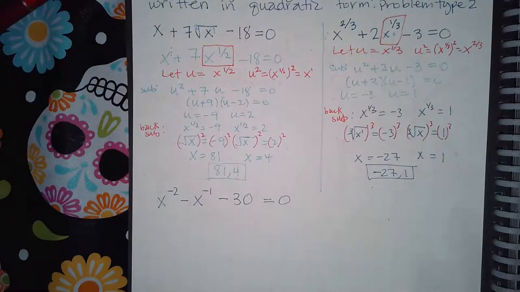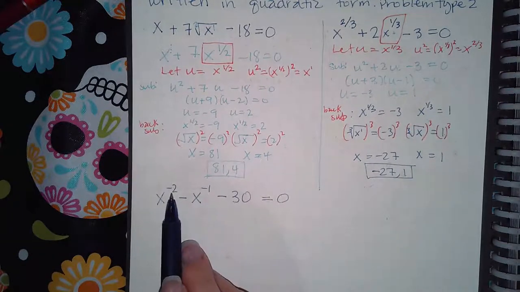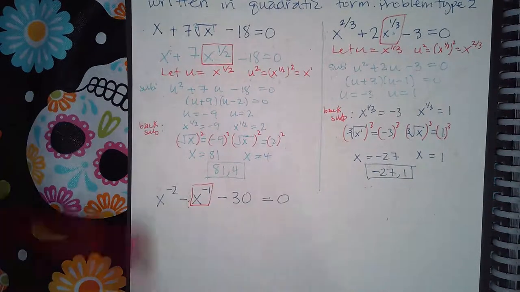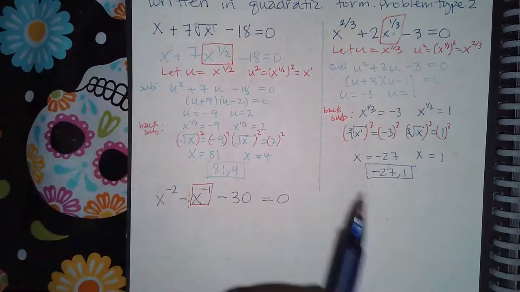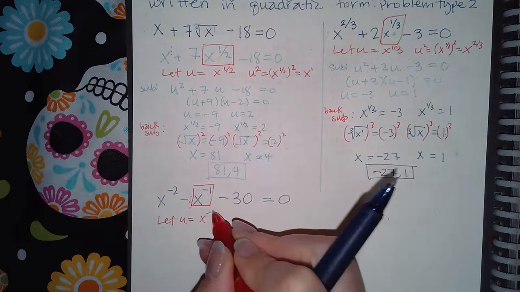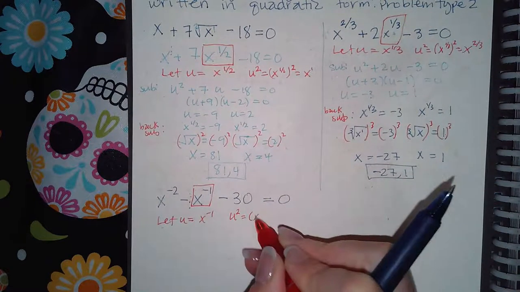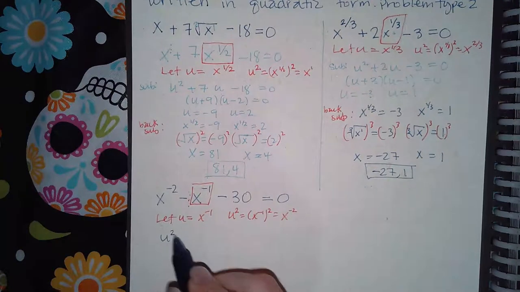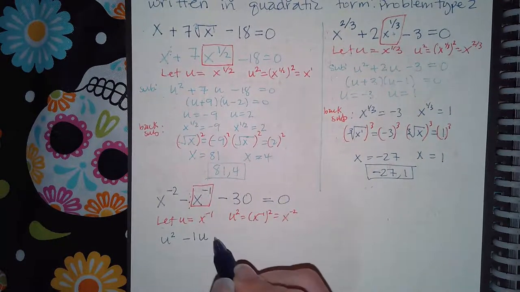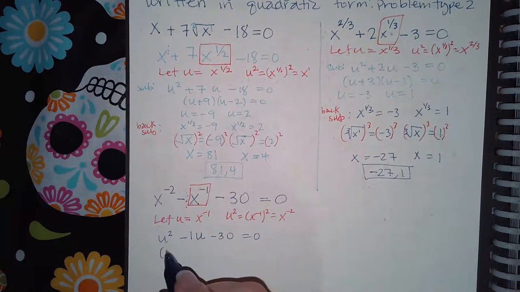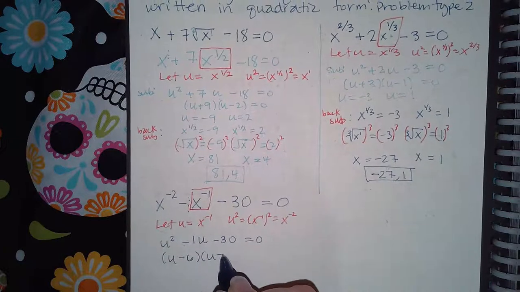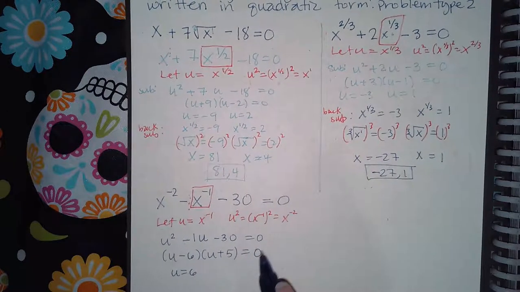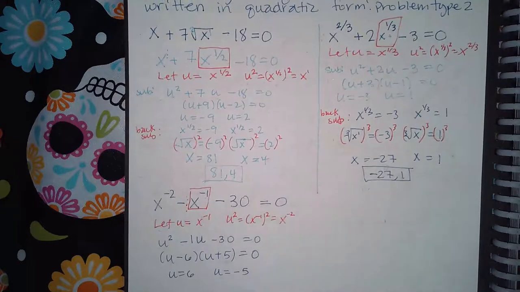And then finally, for our last one, if I take this exponent and double it, I do get negative 2. There is a 1 coefficient there, and I'm not using that. I'm just using the expression there. So we're going to say let u equal x to the negative 1. And then u squared would be x to the negative 1 squared. If I multiply those, I get negative 2. So this guy becomes u squared, this guy becomes u, and then minus 30. I can factor this. It's u minus 6 and u plus 5 equal to 0. When I set this one equal to 0, I get u equal to positive 6. When I set this factor equal to 0, I get u equal to negative 5.